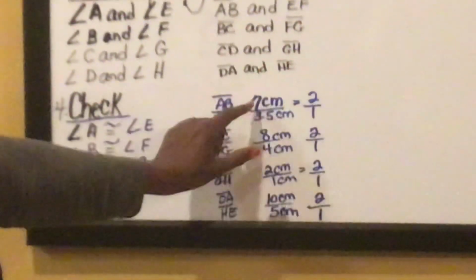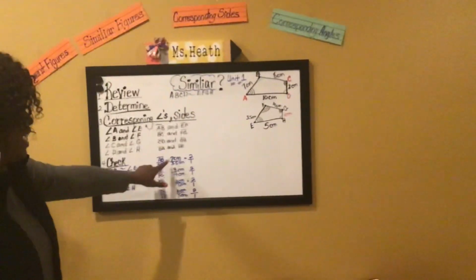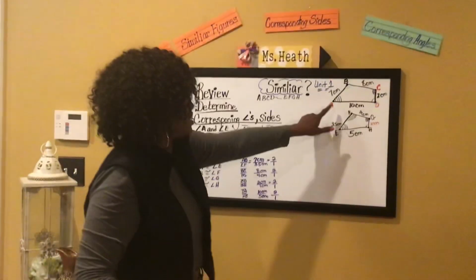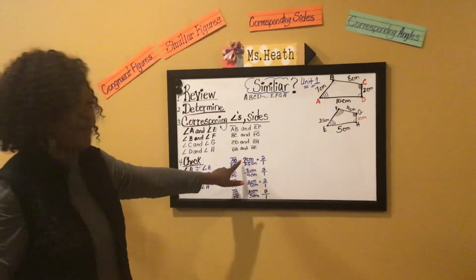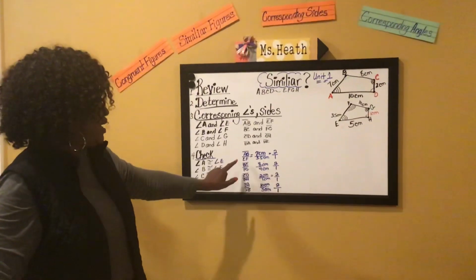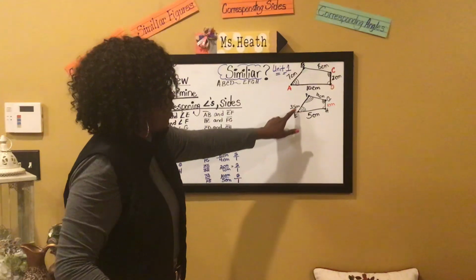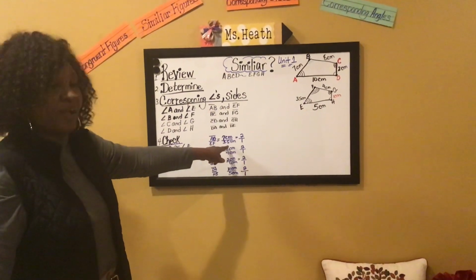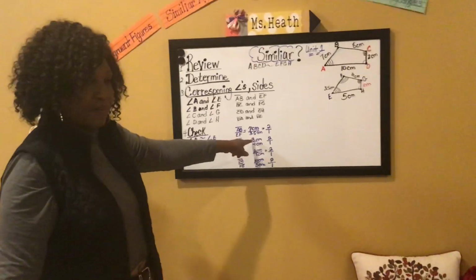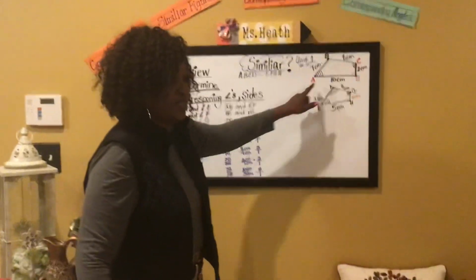And where did I get these from? I got them from the figures. If you come over here and you look and you see AB, that is 7 centimeters long. Here's AB. It's already measured. It's 7 centimeters long. So I recorded 7 centimeters. EF, I came over here. E and F is 3.5 centimeters. So I recorded 3.5 centimeters.